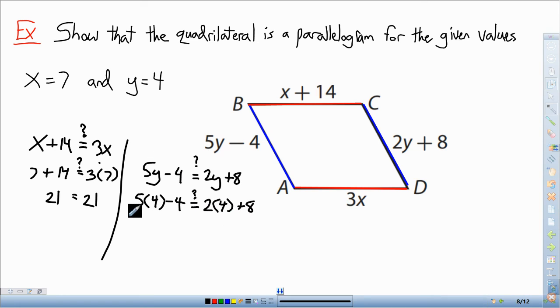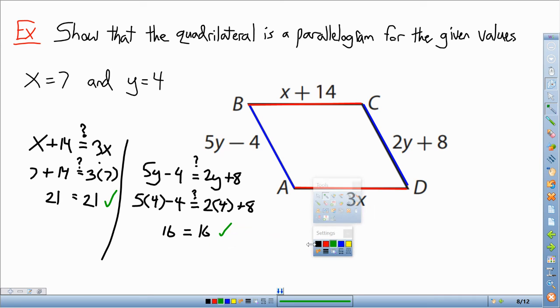All right, well, let's see. This is giving me 20 minus 4, which gives me 16. Okay, and is that equal to, looks like we're getting 2 times 4 is 8, 8 plus 8 is 16. Okay, so sometimes what I like to do is put a little check mark like on this one, yay, those worked out. Yeah, so did those. These worked out. All right, so since both pairs of opposite sides are congruent when x equals 7 and y equals 4, yeah, we basically already answered it.